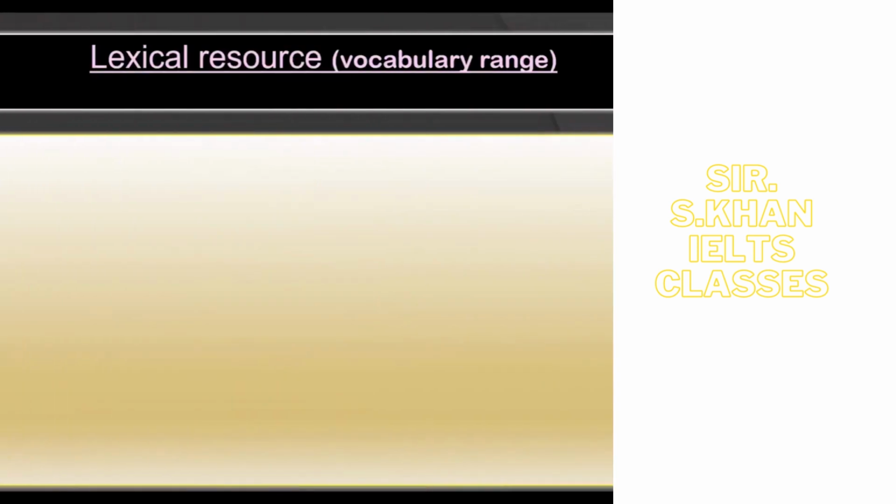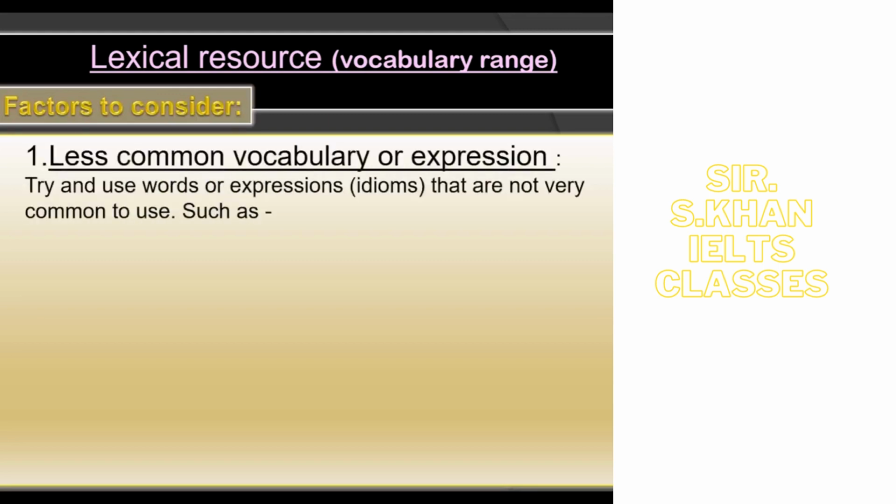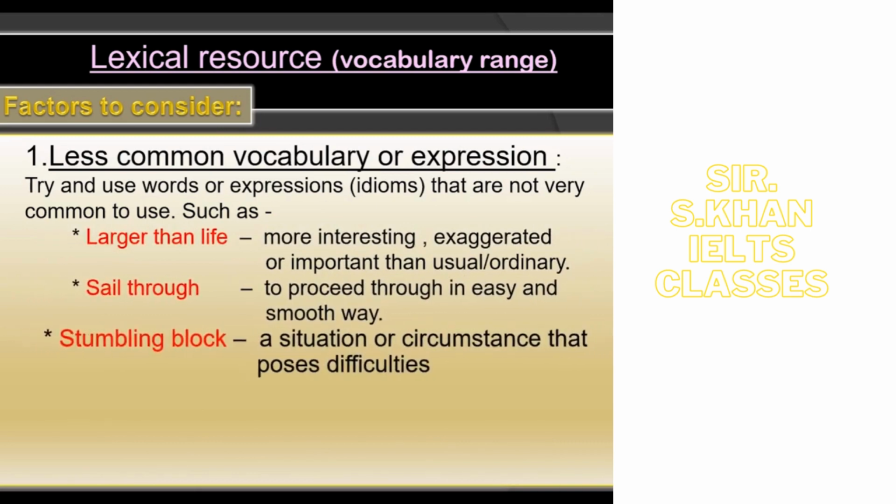Now, the fourth criterion, lexical resource. It focuses on your ability to use vocabulary effectively. Consider these factors to get a good band score. Use less common vocabulary or expressions. For this, try and use words or phrases that are not very commonly used. For example, phrases like larger than life, sail through, stumbling block.